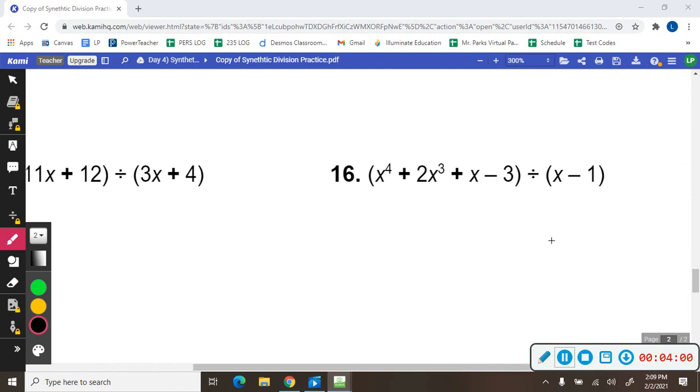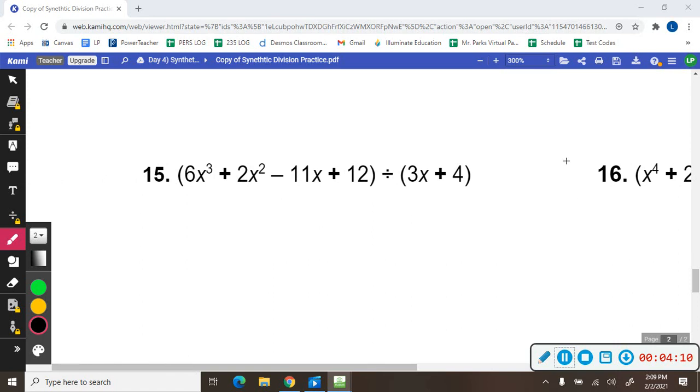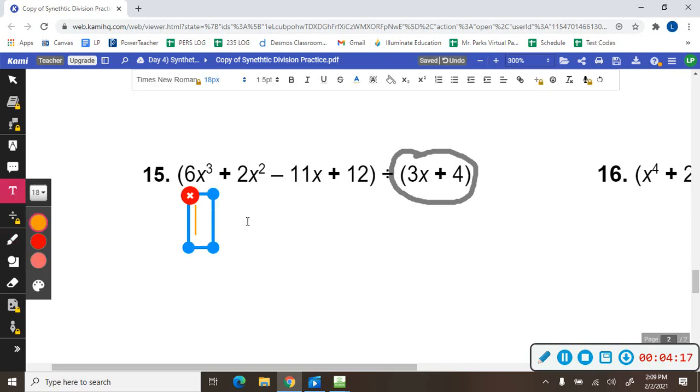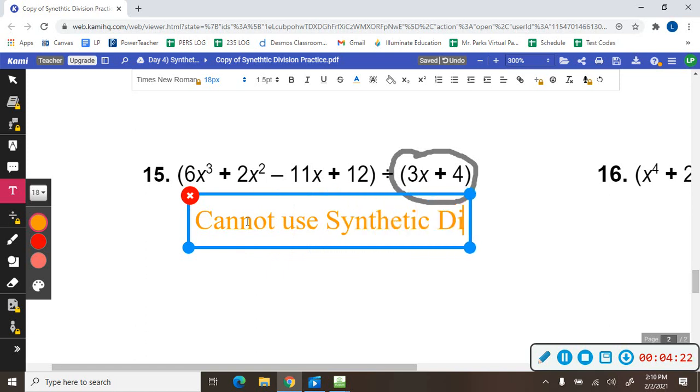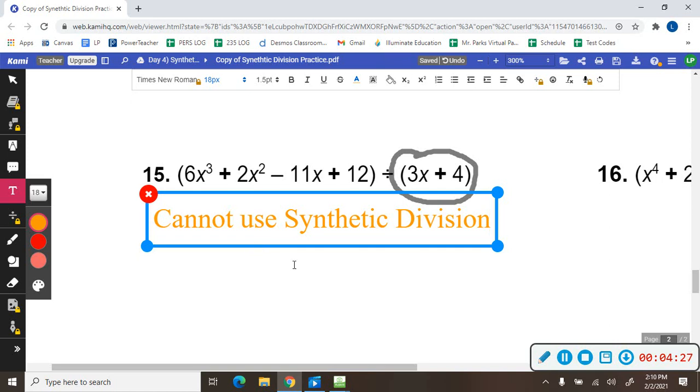Okay, in order to use synthetic, it must be linear. So it has to be x minus 1, x plus 1, x plus 2, x minus 2. On this problem, number 15, you cannot use synthetic. So on number 15, we will say cannot use synthetic division. Okay. Now there actually is a way, but then it's fractions. You have to add fractions, multiply fractions, and it's easier just to use long division.